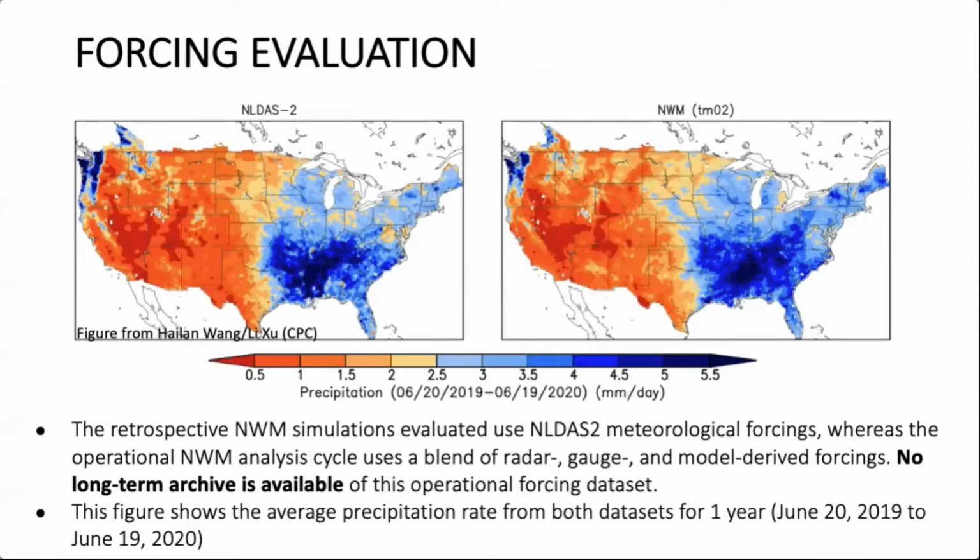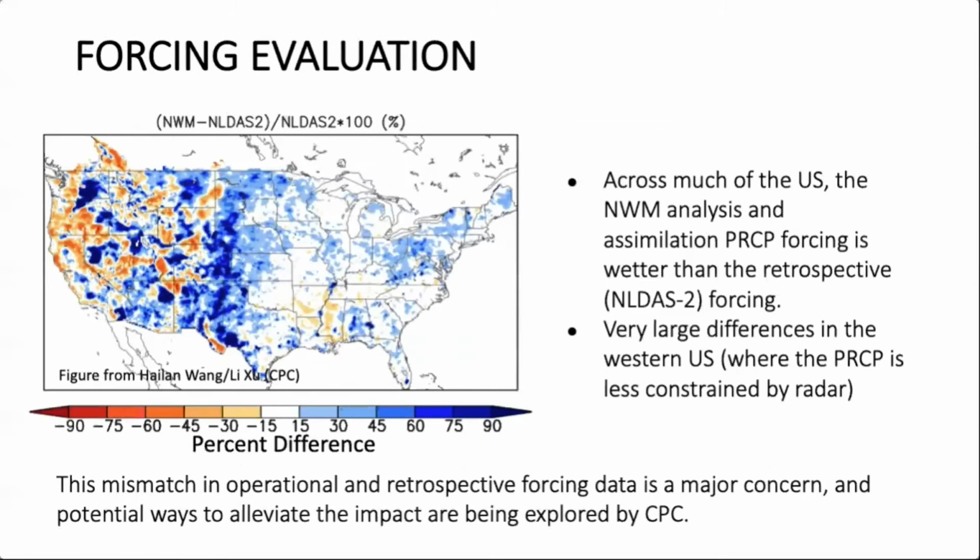This slide shows a comparison between forcings. Left shows the NLDAS forcing for the meteorology, and the right is the real-time National Water Model forcing. Although the climatologies are pretty similar to each other, we can still see some difference in the precipitation distribution. And if we compare the difference, minus the NLDAS forcing, we can see the west region still has a pretty large difference.